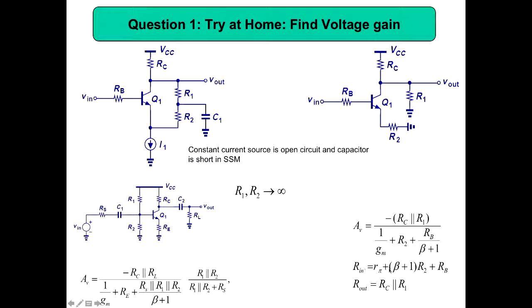Then input impedance R pi plus beta plus 1 into R2. Instead of RE, you got R2, plus RB, because that is coming in parallel, no change. And then R out, RC parallel R1, because you got RC and then R1, that is parallel. So this is the expression. See, now we got the expression for voltage gain when you have this topology. So if you know this equation, then we can write down the expression for voltage gain for almost all the circuits. We don't have to write down the small signal. We can just find out what is missing and then substitute accordingly. We can take R1, R2 turns to infinity or RB equal to 0. You can put in the values and then get the expression.